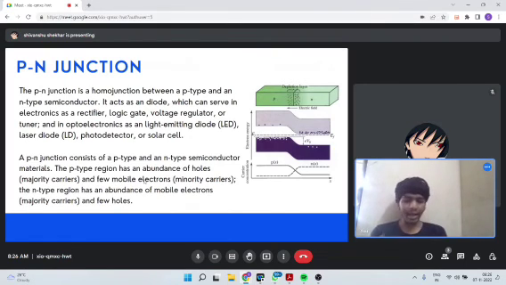As you can see in the definition here, it acts as a diode and can also serve in electronics as a rectifier and a voltage regulator. And this has applications in many cases such as LEDs, light emitting diodes, solar cells and photonics. As I mentioned, a PN junction has P-type and N-type semiconductors, and P type has an abundance of holes, whereas N type has an abundance of electrons. Now we'll study how these properties can be used to further improve our study of photonics and generation of light.